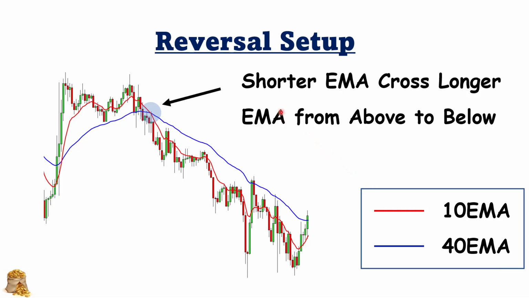When the short-term EMA crosses the long-term EMA from above to below, that indicates the trend changed from upward to downward. Here's a good example: after the crossing here, the market moves into a downward trend. It is the same situation when the shorter EMA crosses the longer EMA from below to above, that could indicate a trend change from downward to upward.